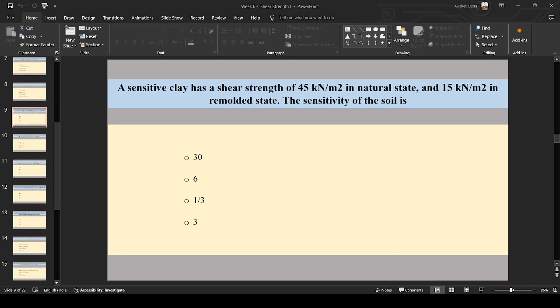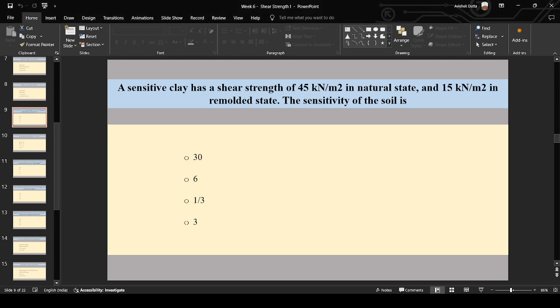A sensitive clay has a shear strength of 45 kilonewton per meter square in natural state and 15 kilonewton per meter square in remolded state. The sensitivity of the soil is, the options are 30, 6, 1 by 3 or 3.